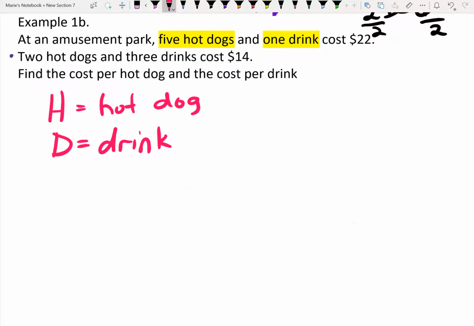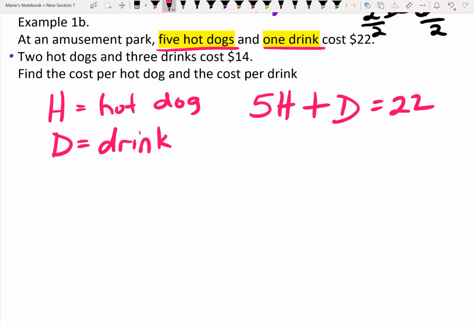Then the quantity, I have 5 hot dogs and 1 drink is $22. 5 hot dogs, 1 drink, $22. You need a second equation to be able to solve for this, because if not, you just have a quantity and a couple of variables, which you can't do much with. So the hint, or the next part would be 2 hot dogs, 3 drinks. So 2 hot dogs plus 3 drinks, and that should be $14.